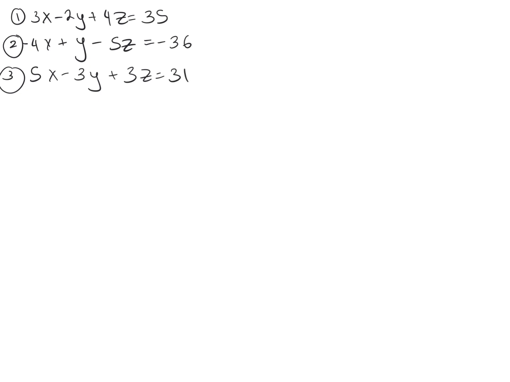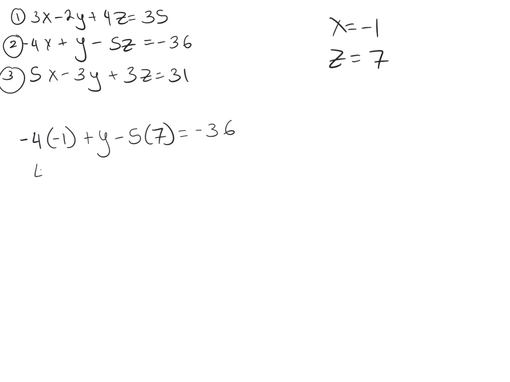We found our x to be -1. We found our z to be equal to 7. So now we only need to find y. I'm going to use equation 2 just because y is already by itself. So I'm going to go ahead and plug in -4 times -1 plus y minus 5 times 7 equals -36. So this becomes positive 4 plus y minus 35 equals -36.